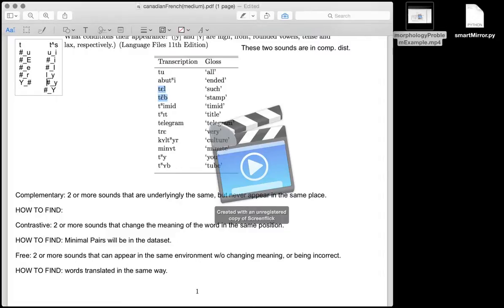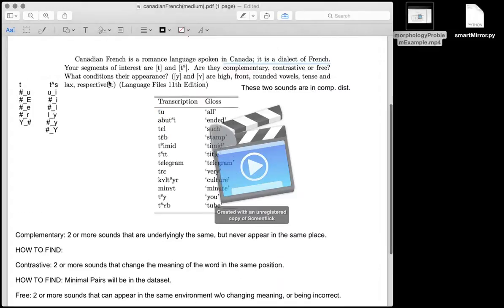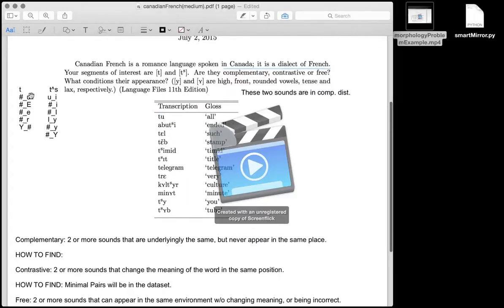Okay, so now we have our tables made. So we should be able to compare the environments of these words much more easily now. So what you should notice is once you make a table like this, where you have all the environments listed, there should be some pretty glaring patterns that will emerge.